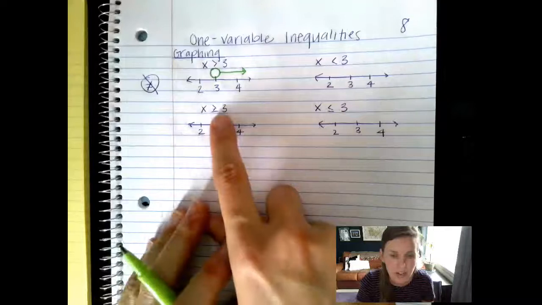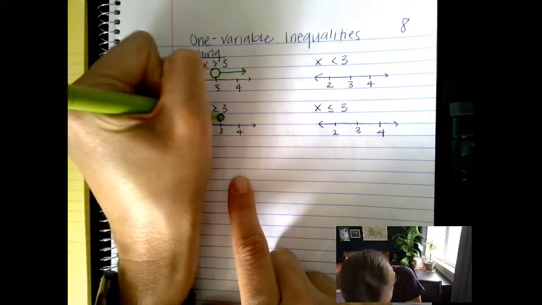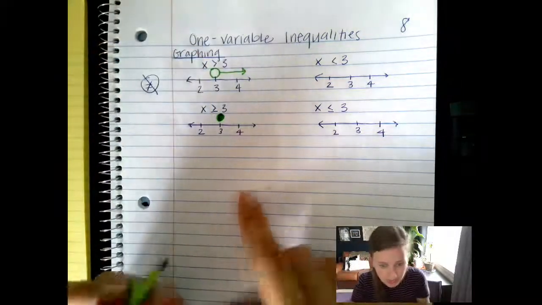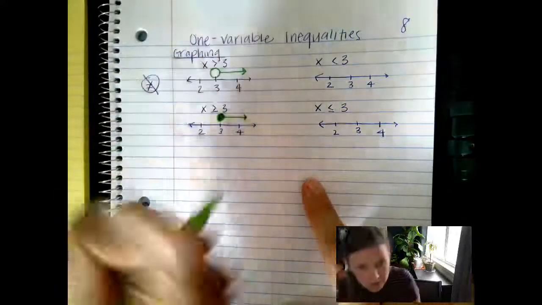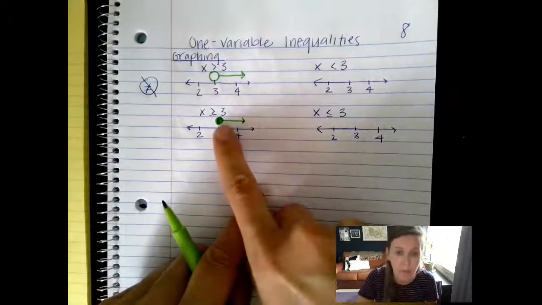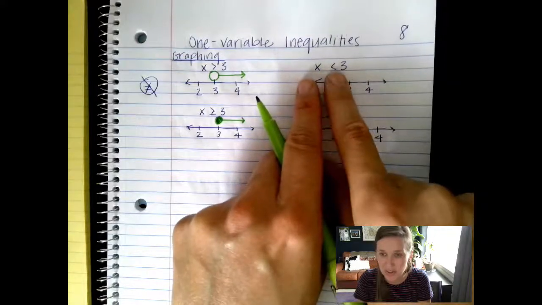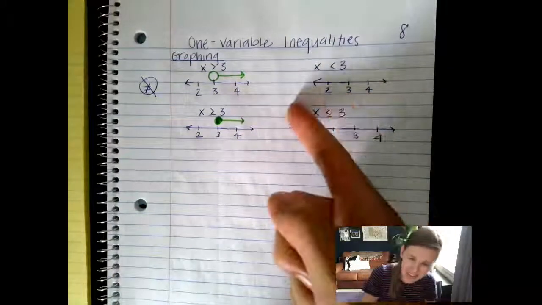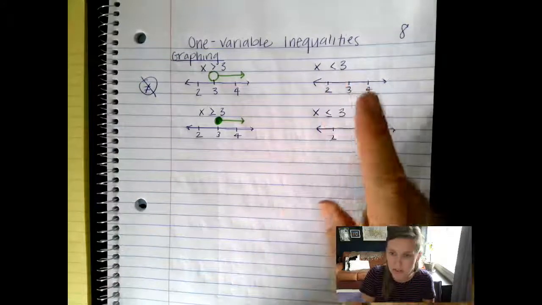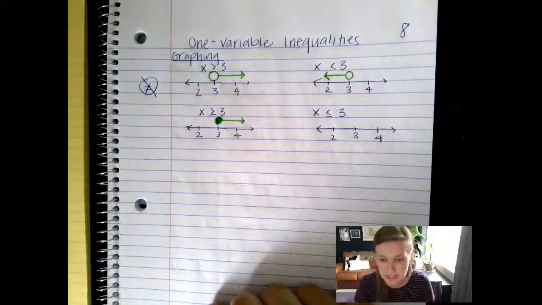If we look at the second one here then, greater than or equal to 3, we're going to use the closed circle to show that we're including 3, and then draw an arrow to the right. So all values greater than 3, but also including 3. For less than, all values less than 3, that's everything to the left of 3. 3 is our boundary. So we are going to use an open circle there because we're not including 3 in this inequality. And so our graph looks like that.